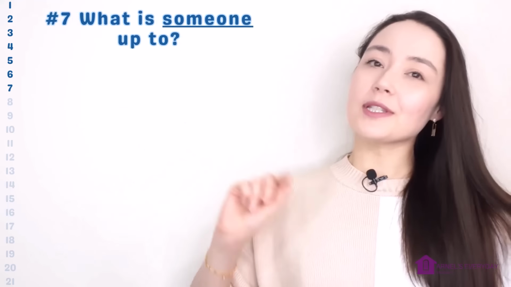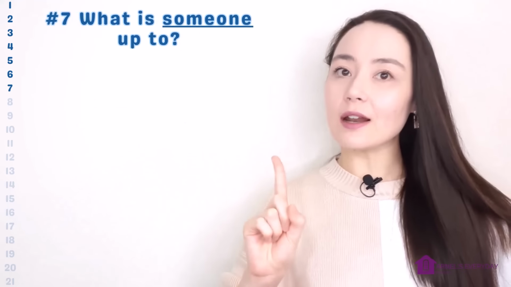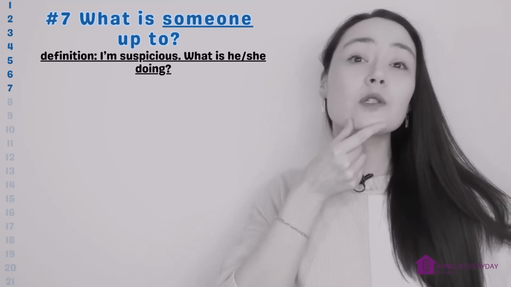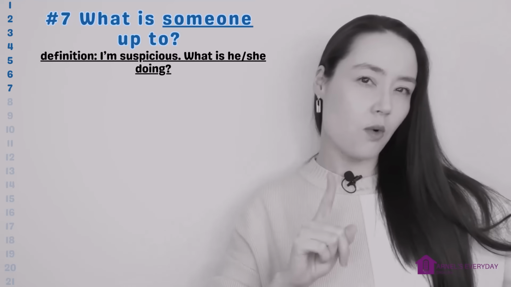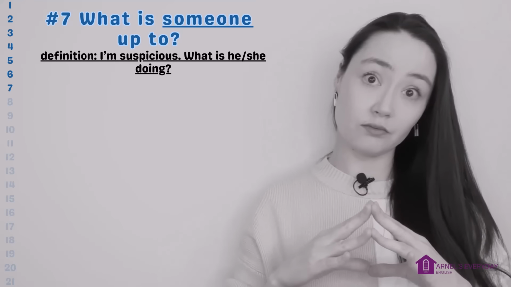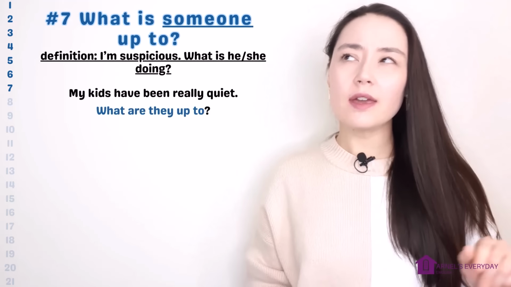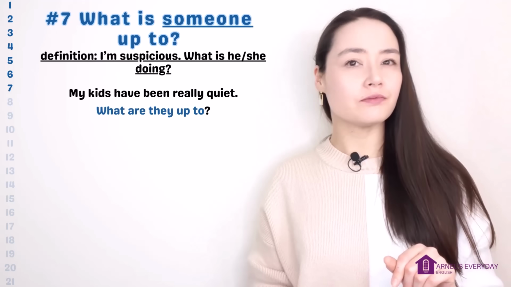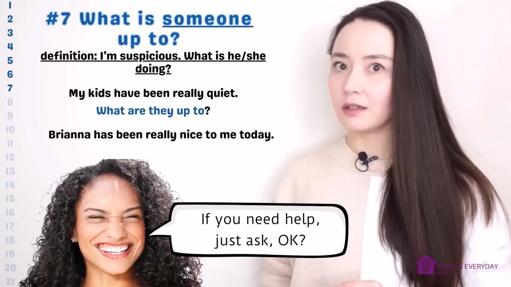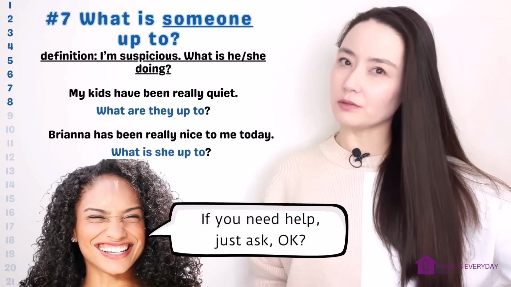But number 7, what is someone up to can also mean: I'm suspicious. What is he or she doing? My kids have been really quiet. What are they up to? Brianna has been really nice to me today. She's normally not this nice. What is she up to?